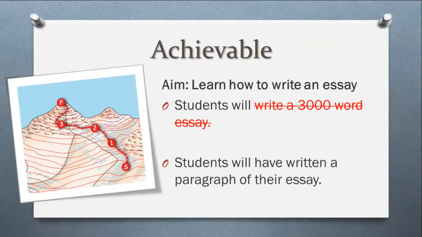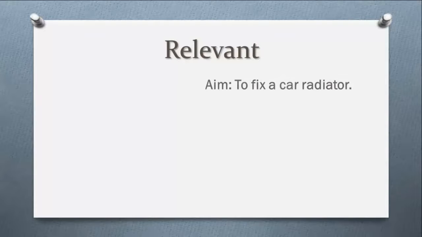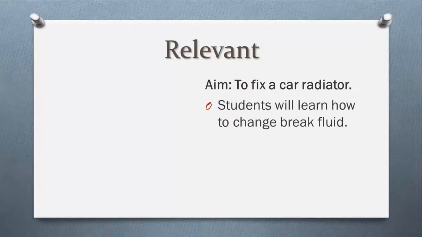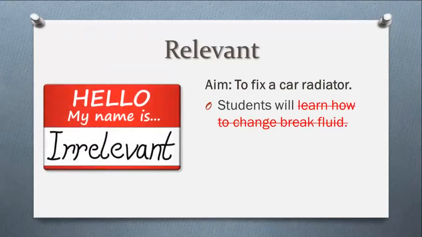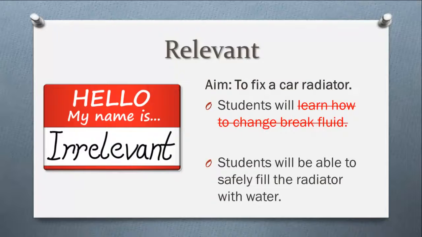Now we need to make sure our objectives are relevant. If we are trying to teach students how to fix a car radiator, we might say students will learn how to change brake fluid. Even though this is related to fixing a car, it has nothing to do with the radiator and so is irrelevant. So instead we could say that students will learn how to safely fill the radiator with water.